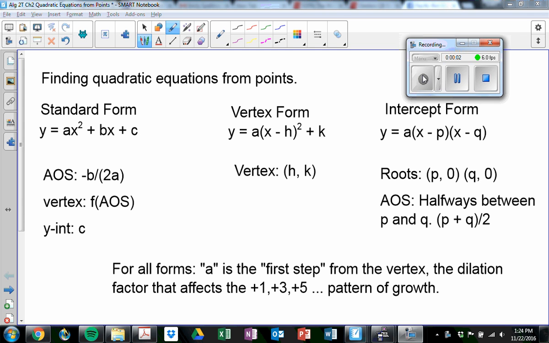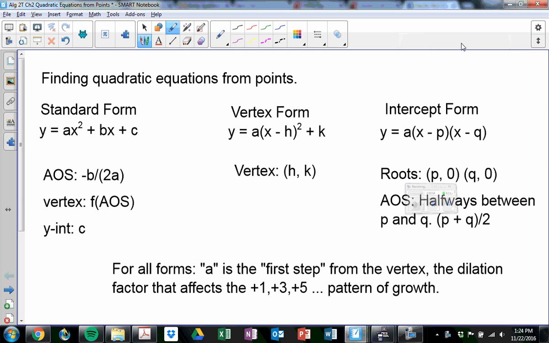I have a video on how to find a quadratic equation when given points. Remember, we've got these three types of forms of equations we can work with. Standard form, which is y equals ax squared plus bx plus c. In standard form, the AOS, the line of symmetry, is at negative b over 2a.